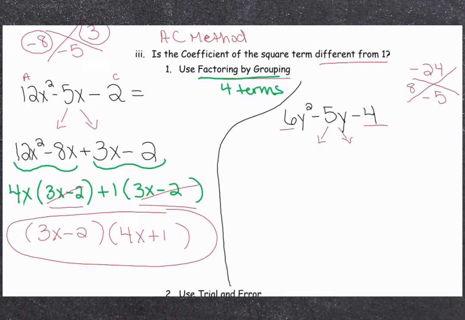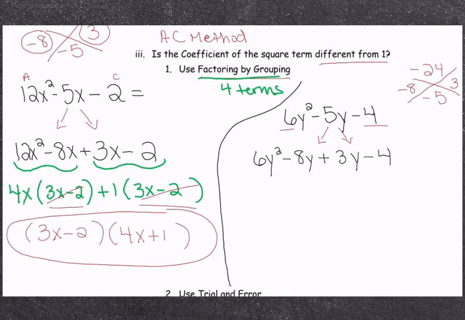It's 8 and 3 again. That's a coincidence. I didn't mean to pick the same numbers. So negative 8, positive 3, if I multiply those, I get negative 24. But when I add those, I get negative 5. So that's how I'm going to split up the middle part. So I rewrite this: 6y squared minus 8y plus 3y minus 4. Notice instead of having negative 5y, I changed it to negative 8y plus 3y.